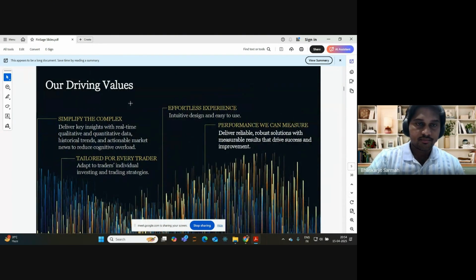So the driving value of this trading copilot is that we are trying to simplify complex processes by delivering real-time qualitative and quantitative insights. Then this is tailored for every trader. We can adapt it to any kind of trader from any kind of asset class, whether it is stocks or bonds or private markets. And we are not only generating insights, but we are also delivering reliable and robust information.